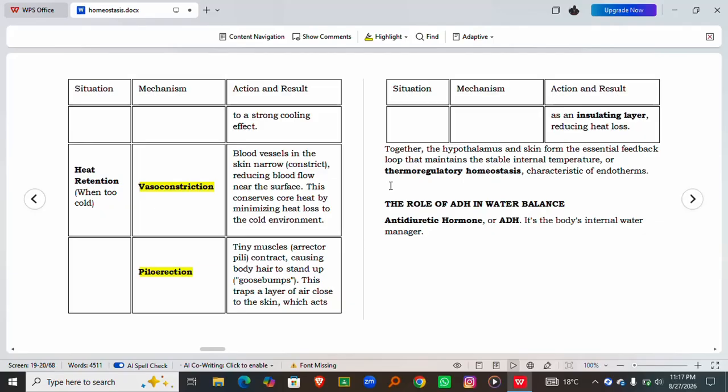So you realize that the hypothalamus together with the skin form an essential feedback loop that maintains the stable internal environment. And that is what we shall basically be looking at in homeostasis. So today we have so far covered temperature regulation. In our next lesson, we shall be looking at the role of antidiuretic hormone in water balance. Basically, we shall be looking at osmoregulation. Thank you for watching.